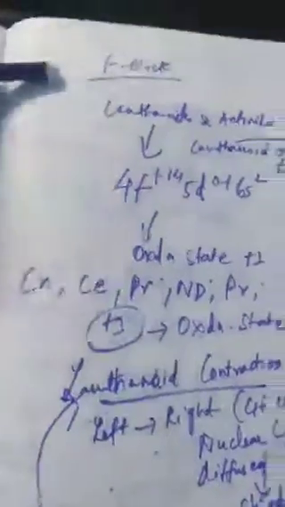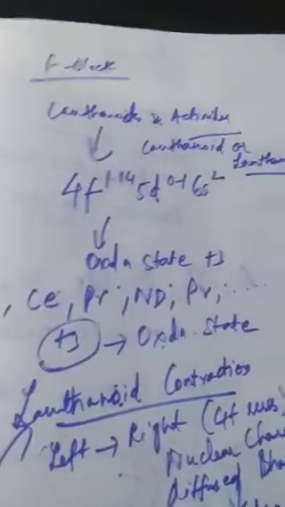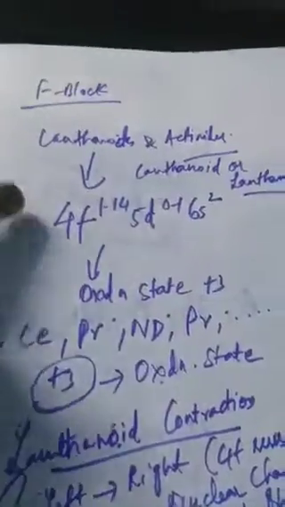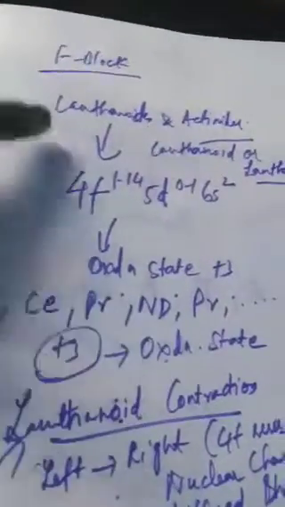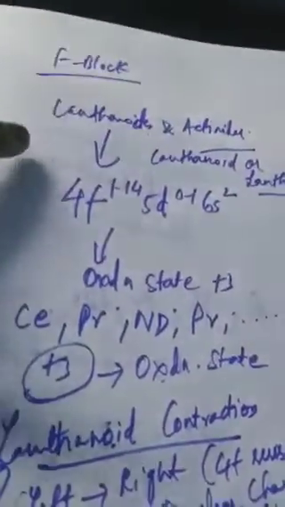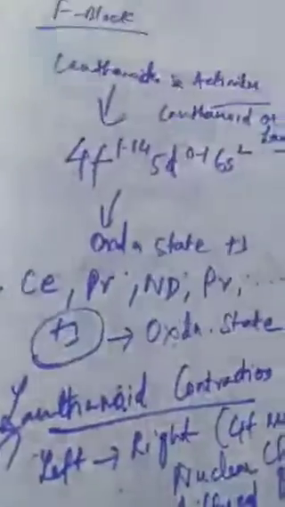I have already written about the things in F block elements. We are going to discuss the inner transition elements. F block elements are otherwise called inner transition elements. F block elements consist of lanthanides and actinides.